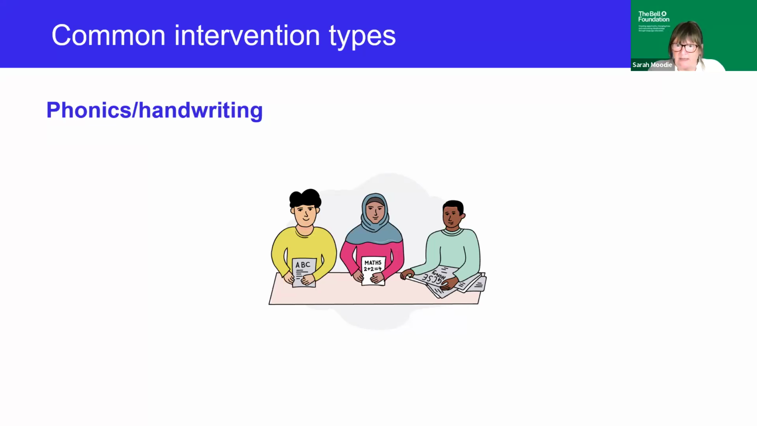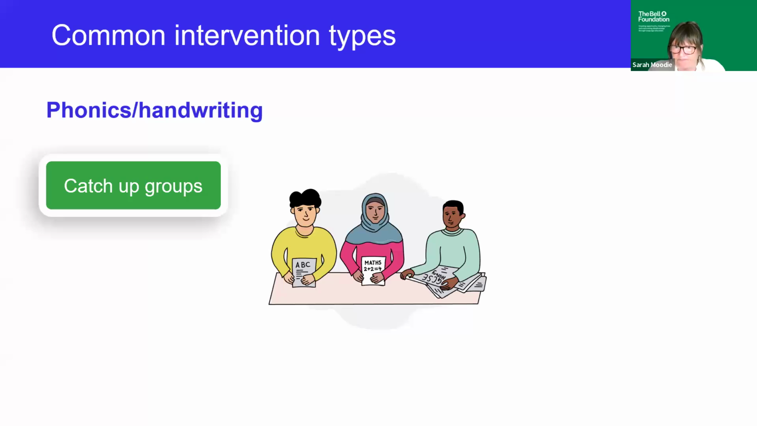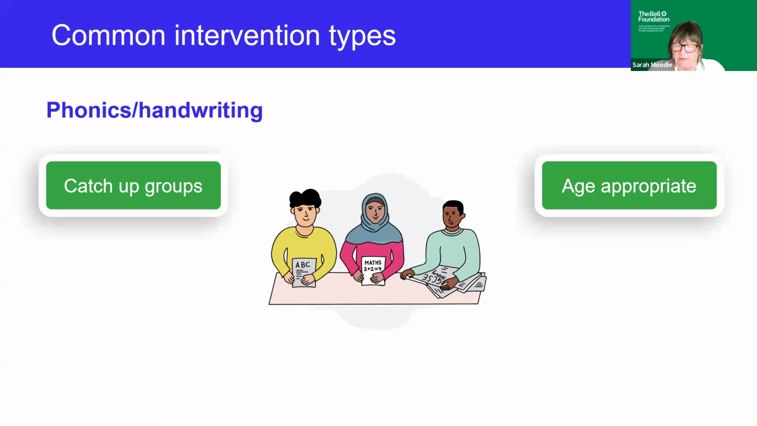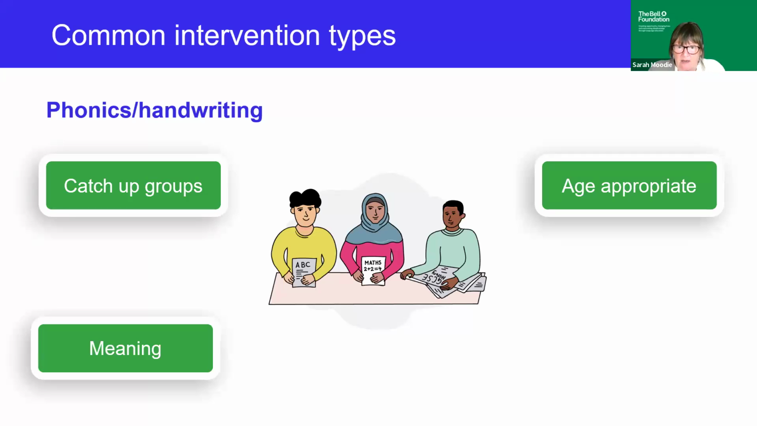But if they require extra tuition in phonics and or handwriting, they can often join an existing catch-up intervention. These need to be age appropriate. For example, Fresh Start is one that I know is used. However, care needs to be taken that the child with EAL understands the meaning of what they're learning to decode. Sometimes there's an assumption that everybody knows the meaning of the word fox, for example. They might not.